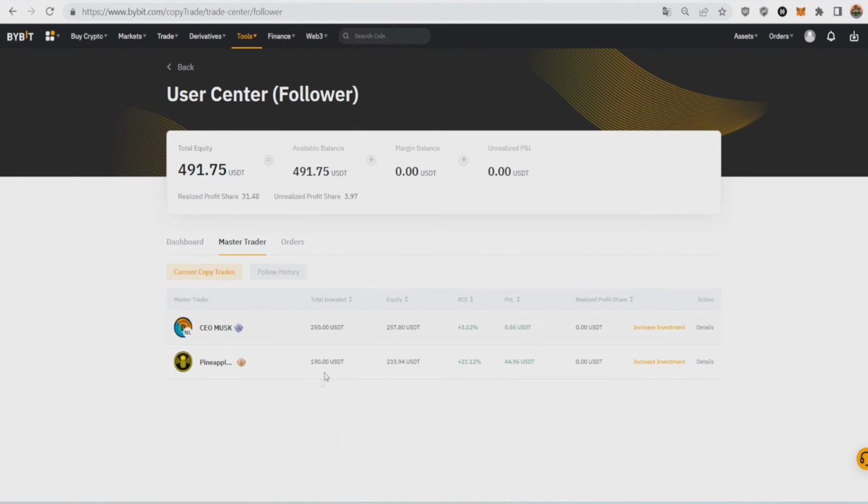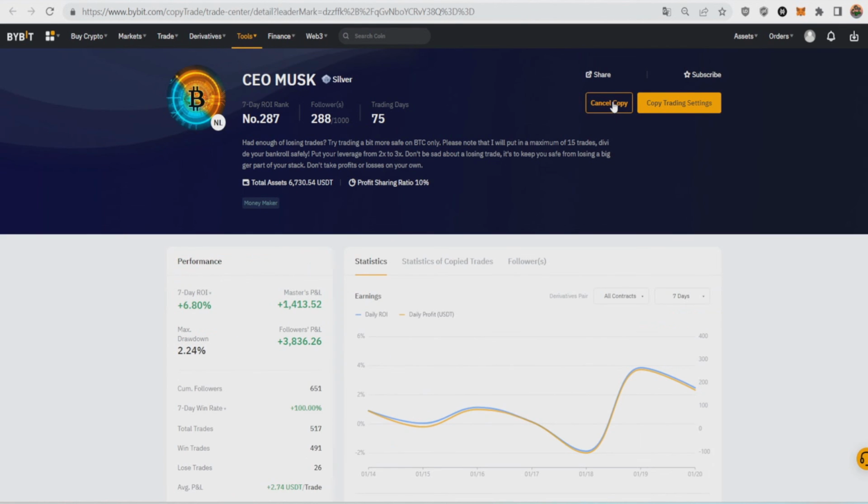Also the same, how do you cancel? So what you do is you go to CEO Musk, for example, or Pineapple. From your dashboard, you go to master traders, you click on the trader, at the top you click on cancel, guys, and that's how you cancel. When you cancel, you gotta pick, and this depends on you: do you want to exit immediately or keep positions open? If you exit immediately, you can get all your money immediately. If you keep positions open, your money will be locked until he closes all his open positions. So it's all up to you, guys.